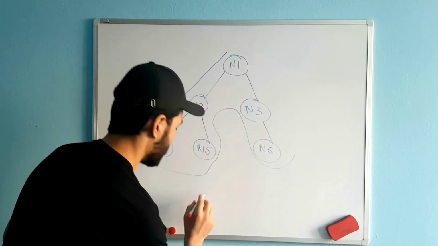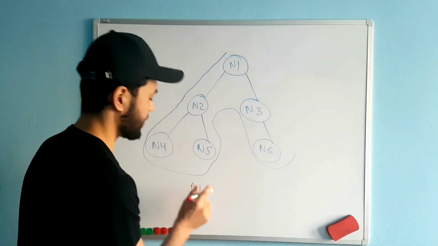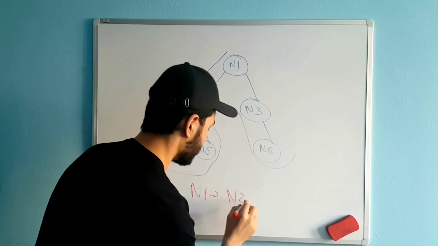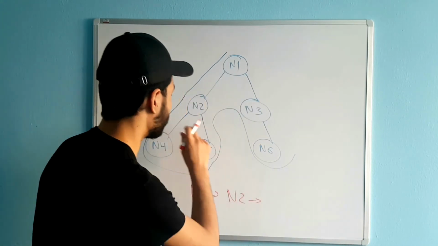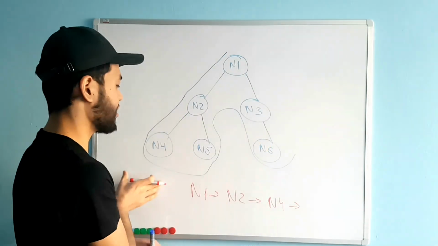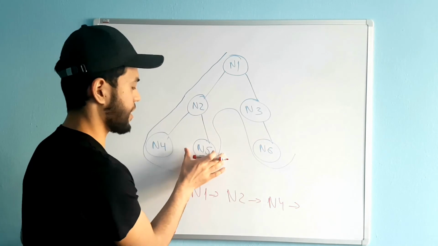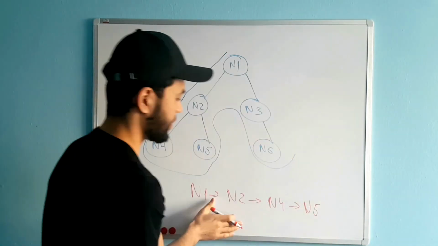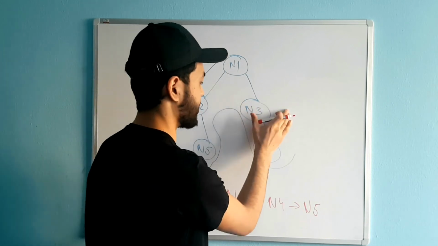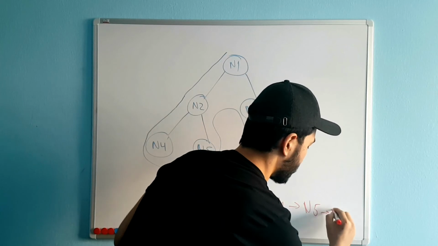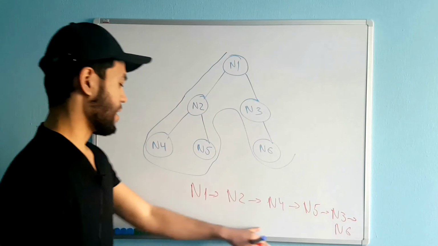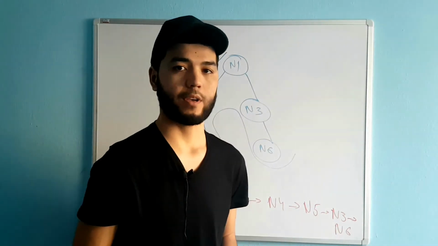I'm gonna write here how we can go. Firstly, we're gonna go to n1, which is the root, and after that the left subtree, which is n2, and after that n4. After we reach the leaf, we're gonna go to n5. Then we're gonna go to the right subtree, which is n3, and the last one, which is n6. And this is how pre-order traversal looks like.